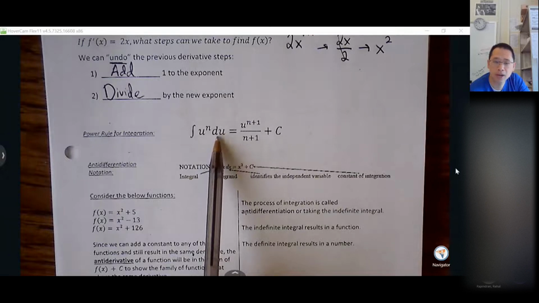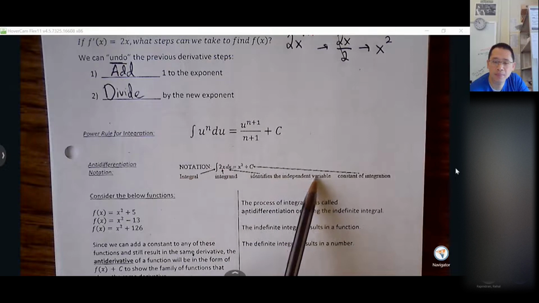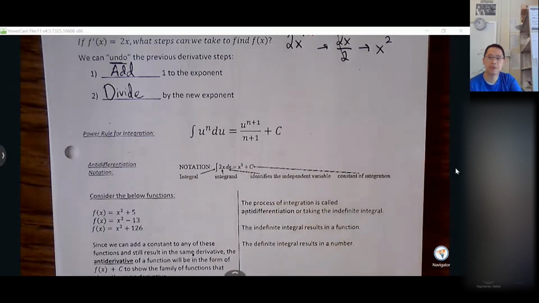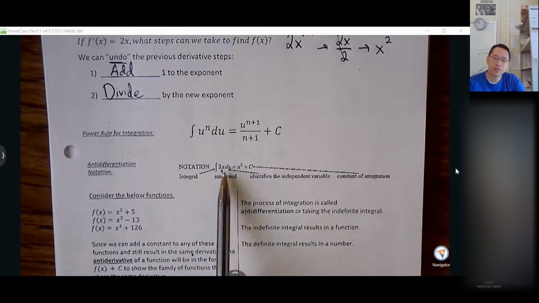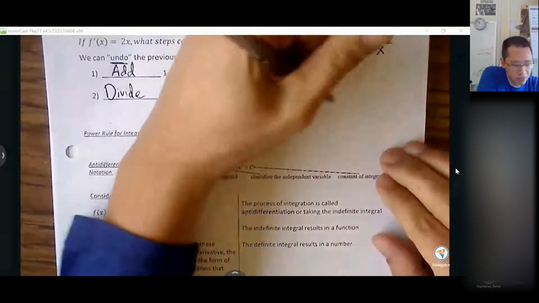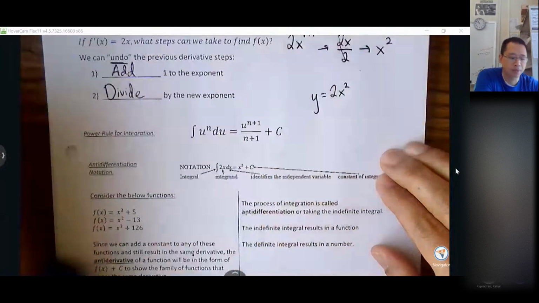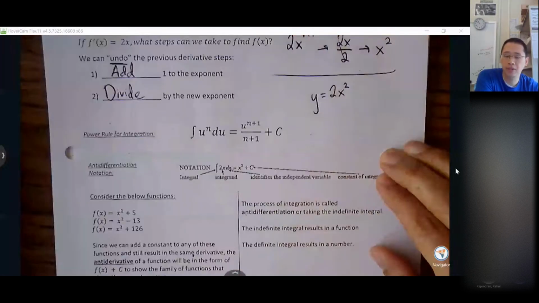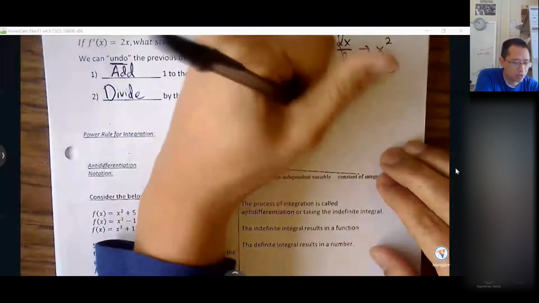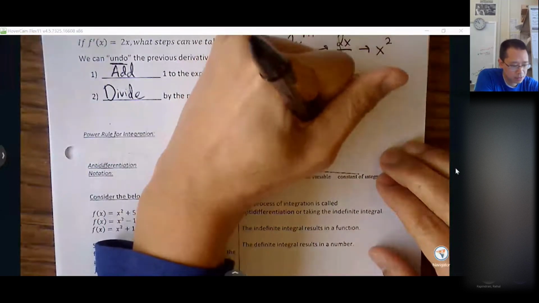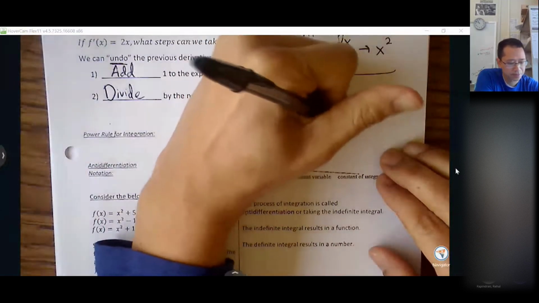And then what follows after it is this dx. That dx indicates that we're dealing with the independent variable x. Now, this is not the first time that we've seen dx, right? We've seen it from derivatives as well, right? If I gave you y equals 2x squared, you would say y prime or dy dx equals 4x.